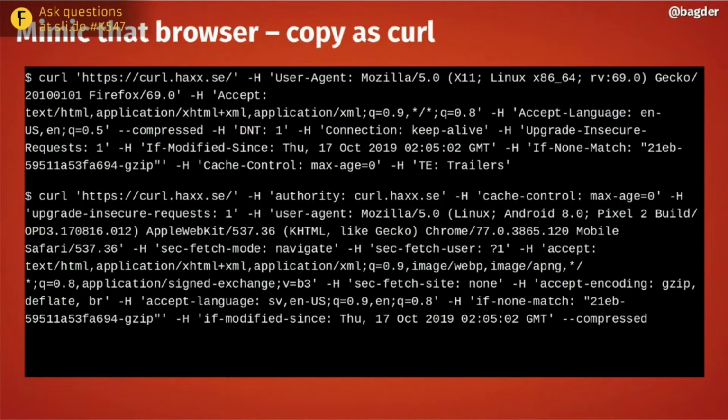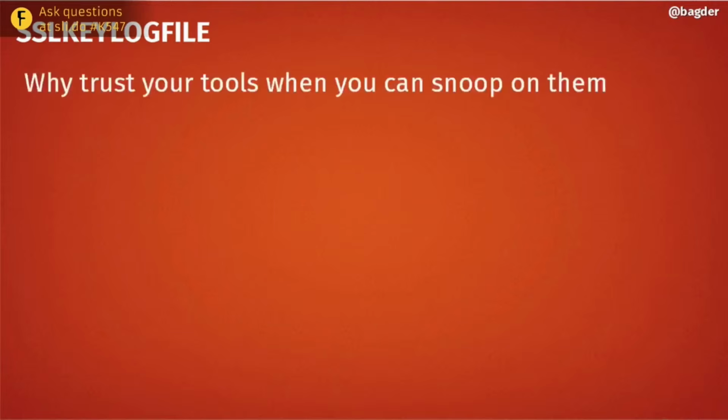And if that's not enough, you can do like this. You can go the SSL keylog file way of spying on your browser or spying on curl and making sure that everything looks the same. Especially if you, for example, want to mimic several steps of operations that your browser does, and you want to make sure that curl does the same thing, then you can snoop on them and verify that they look and behave the same, right?